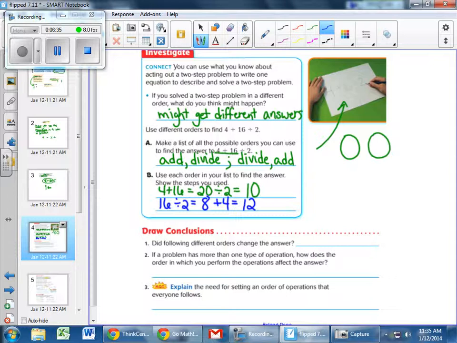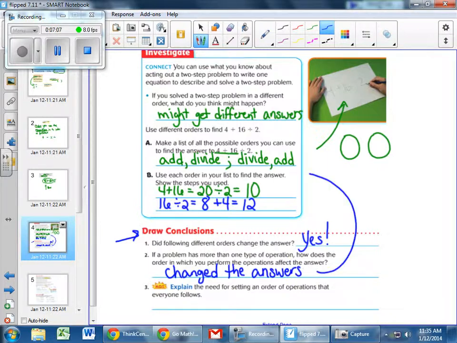So let's draw some conclusions. Did following different orders change your answer? Yes. We've got 2 completely different answers. One time we got 10, this time we got 12. So if a problem has more than one type of operation, how does the order in which you perform the operations affect the answers? Okay? So we did it differently and it changed our answers. One time we added first, one time we divided first, and it totally changed our answers.